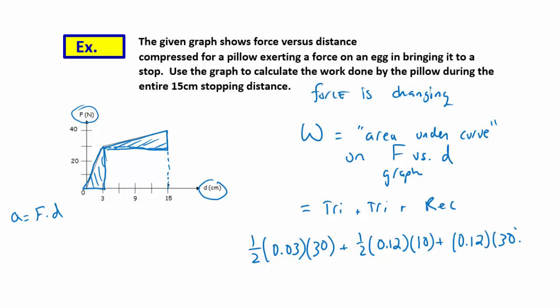So when I add all those together, we're going to get 4.65 joules. And that's going to be the work for a pillow exerting a force on an egg, bringing it to a stop. And this is actually positive for the pillow because the pillow was getting the energy that the egg had.